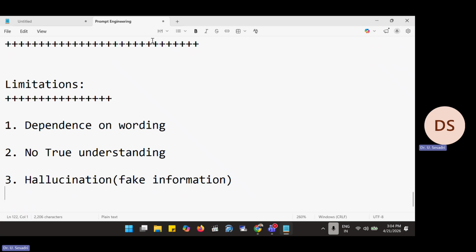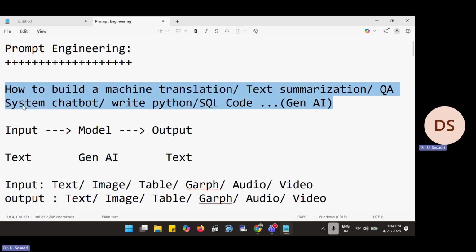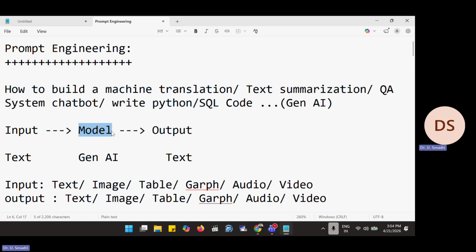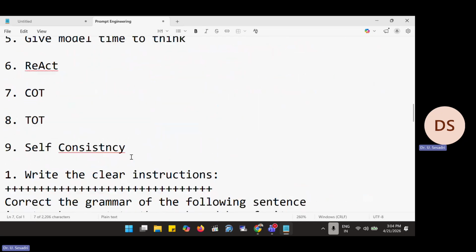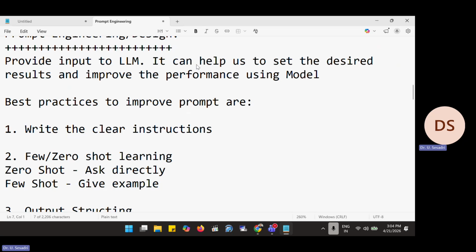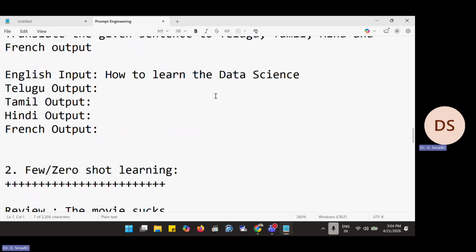So in this session, I explored how to build machine translation, text summarization, QA system, chatbot, and write Python or SQL code. We translate by giving input based on the LLM model or the RAG model, and it provides the output. And what is a prompt, what is prompt engineering, and what are the best practices to improve the prompt, those were explored. And finally, I explored the limitations of prompt engineering. So thank you. In the next session, we'll see some more content.